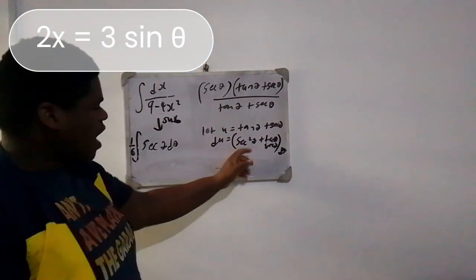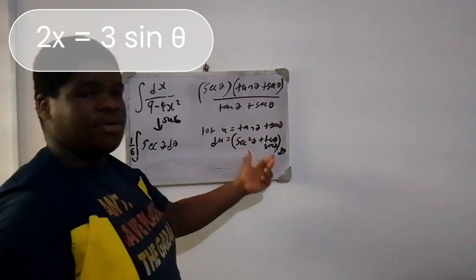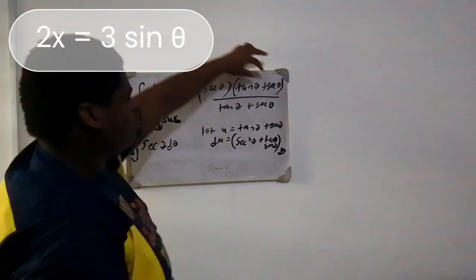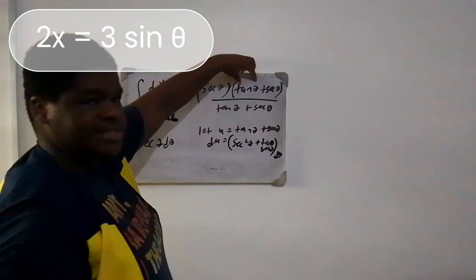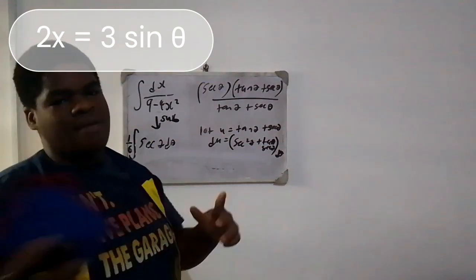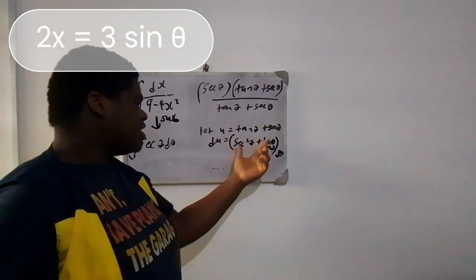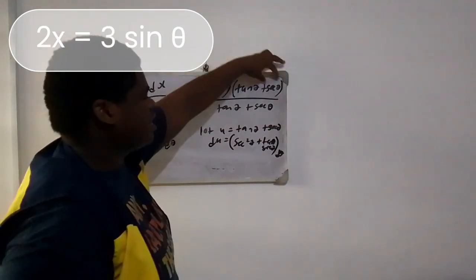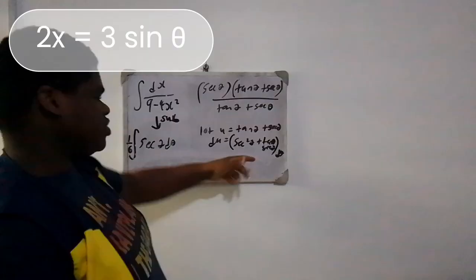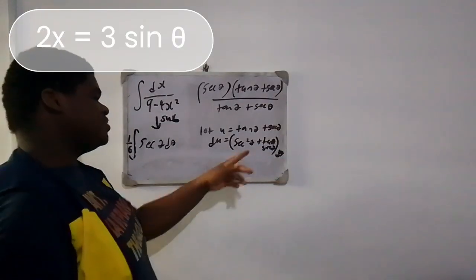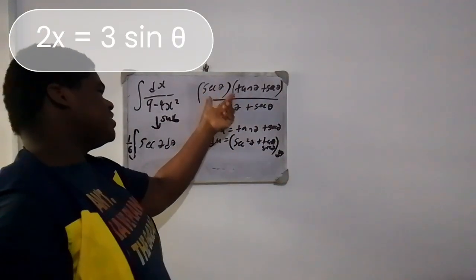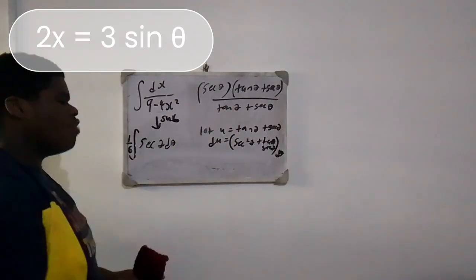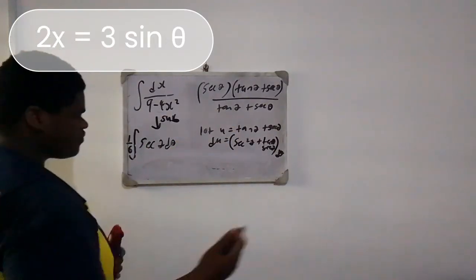Good. Now if you look at the numerator, we have sec squared theta plus tan theta sec theta. Are you seeing it? Forget that you have a plus b and b plus a, they are the same thing. So here we have sec squared theta plus tan theta sec theta. Here we have tan theta sec theta plus sec squared theta. So it's the same thing. Just that a plus b and b plus a are still commutative.